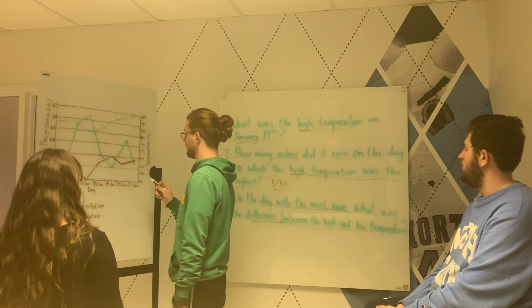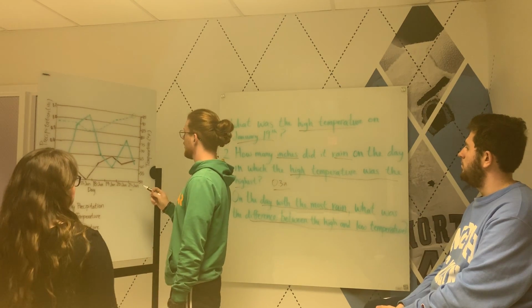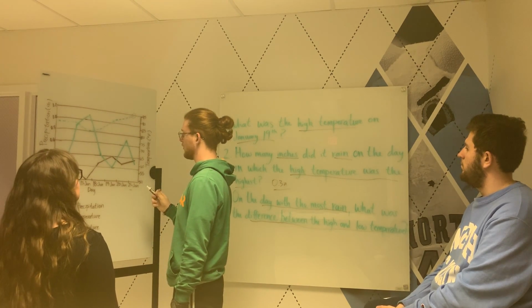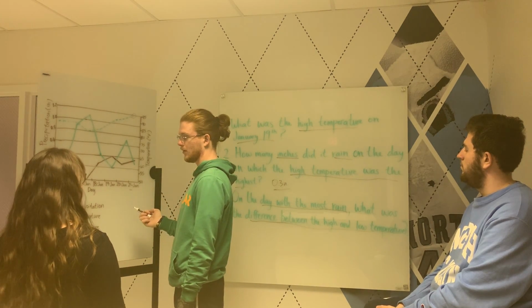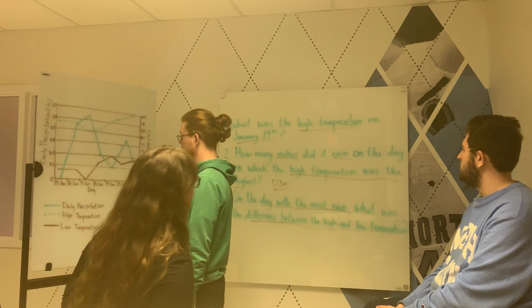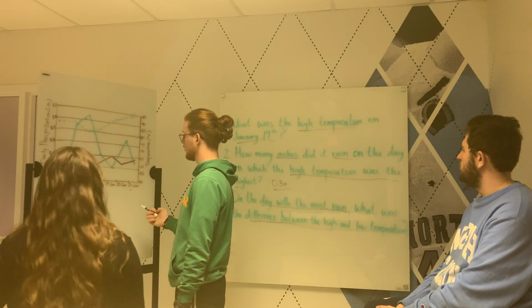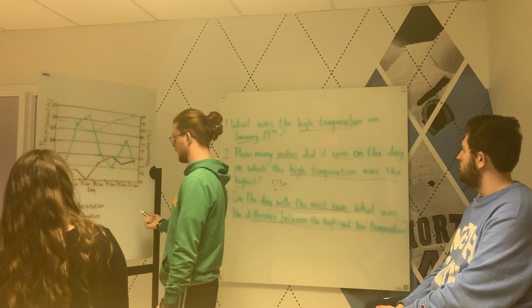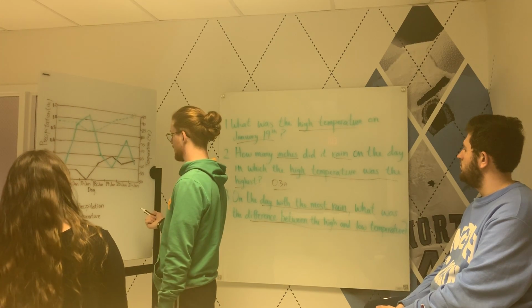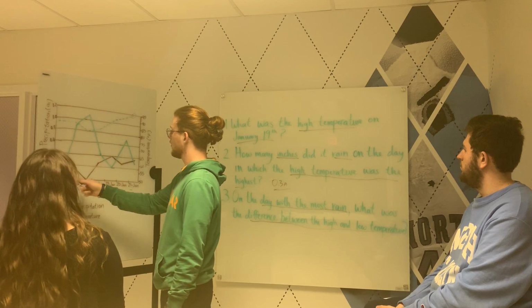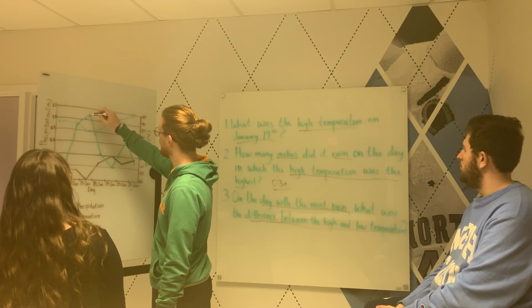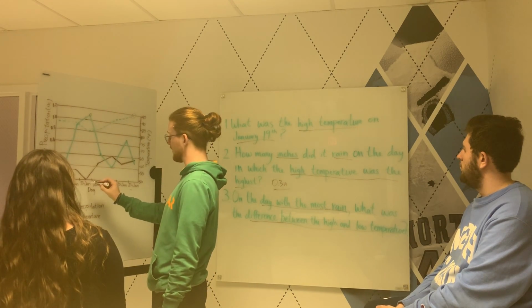High and low temperature. What just happened here? Okay, so I was trying to find the difference in precipitation. I need to find the difference in temperature. Right. So again, the question is asking you the day with the most rain. So what's the day with the most rain? Right. So I was looking at temperature. Okay. So precipitation is the solid green line. So the highest day would be here, which corresponds with the 17th of January.